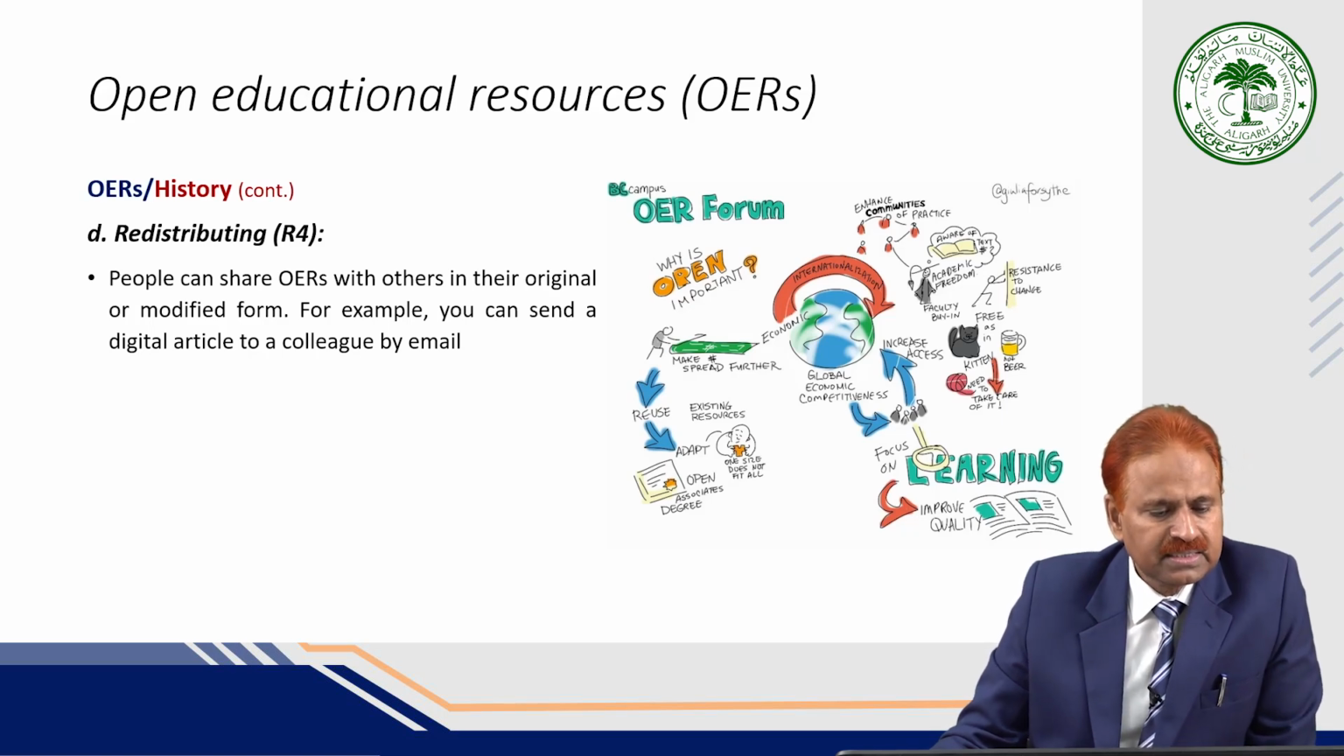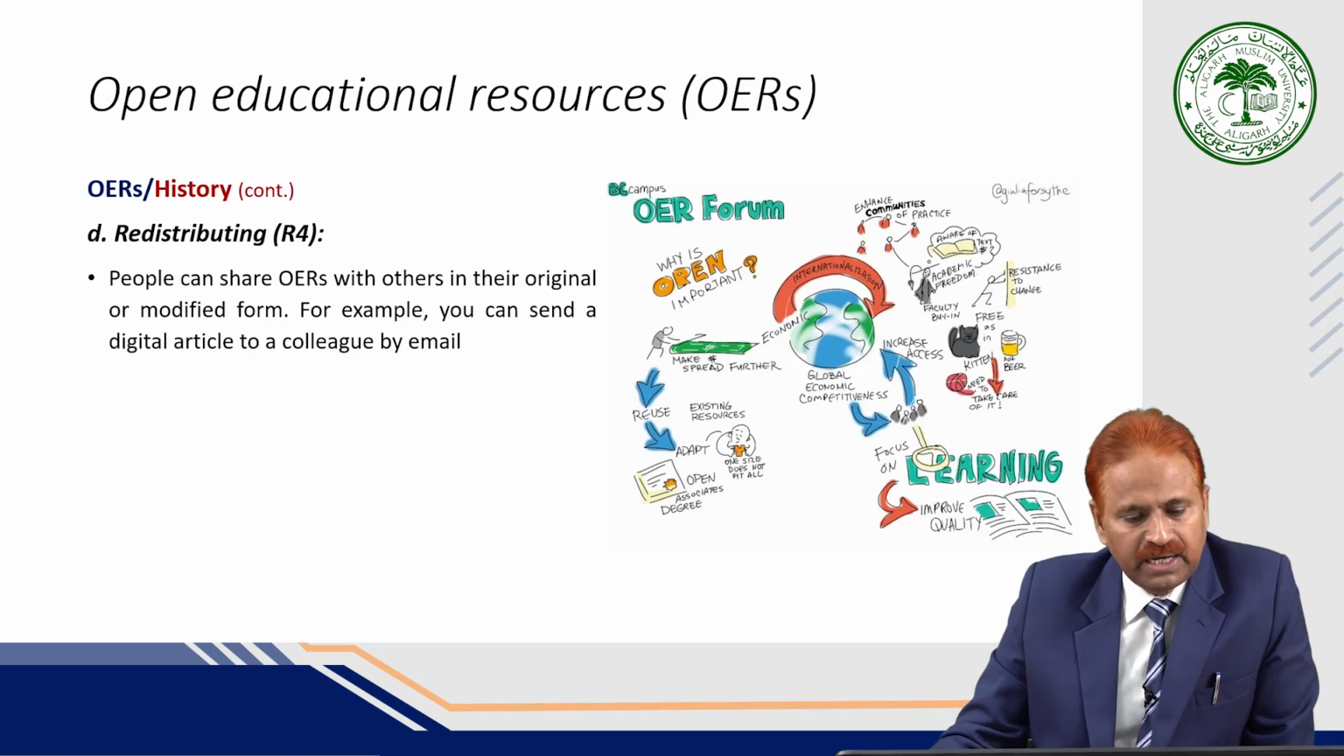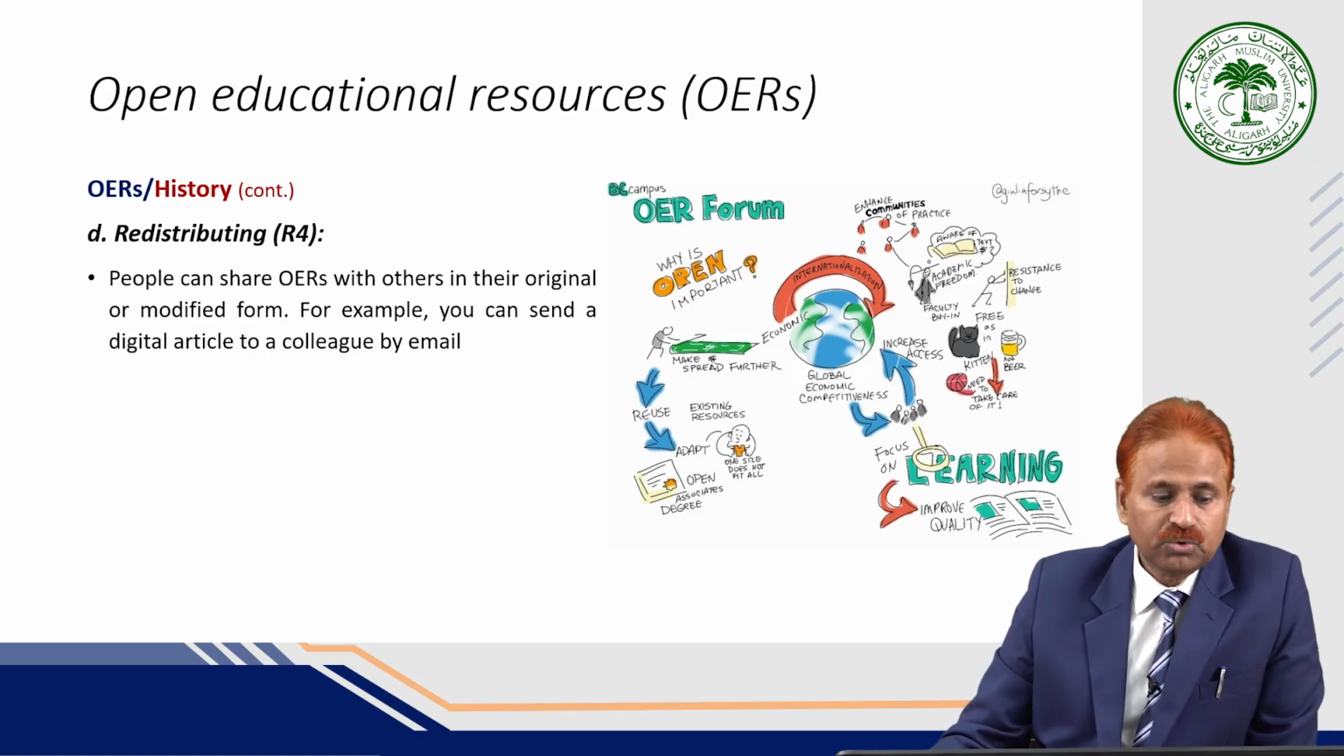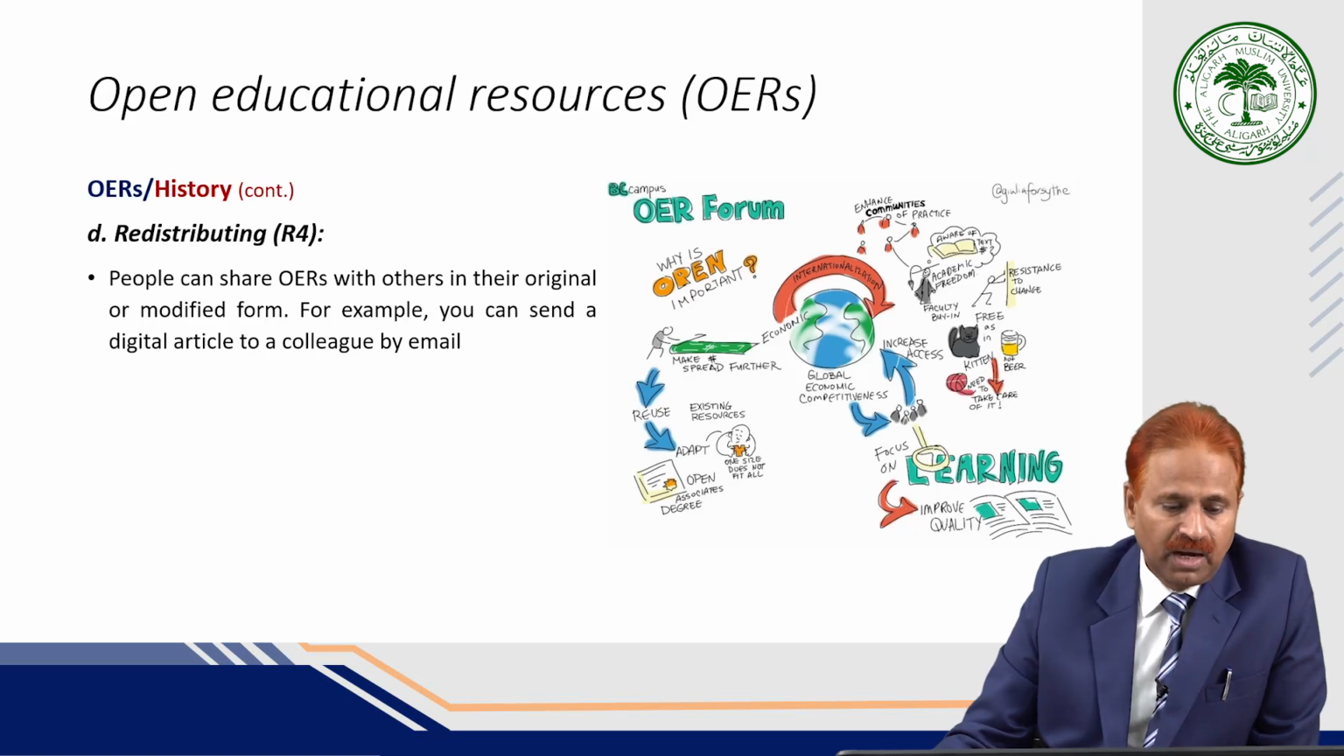Last one, or fourth R, is redistributing. People can share OER with others in their original or modified form. For example, you can send a digital article to a colleague by email.